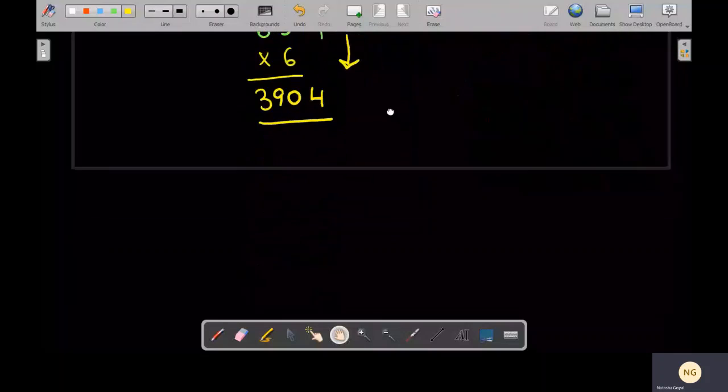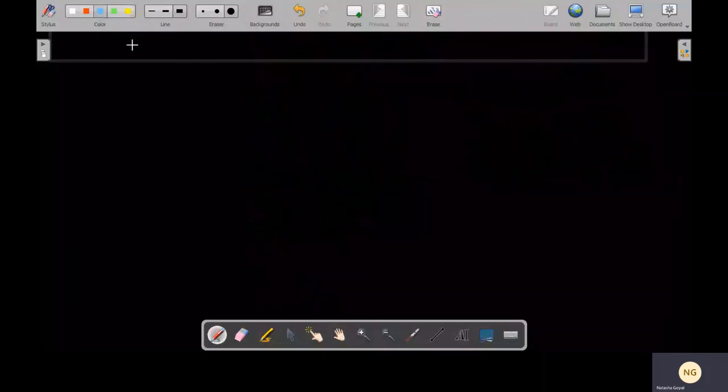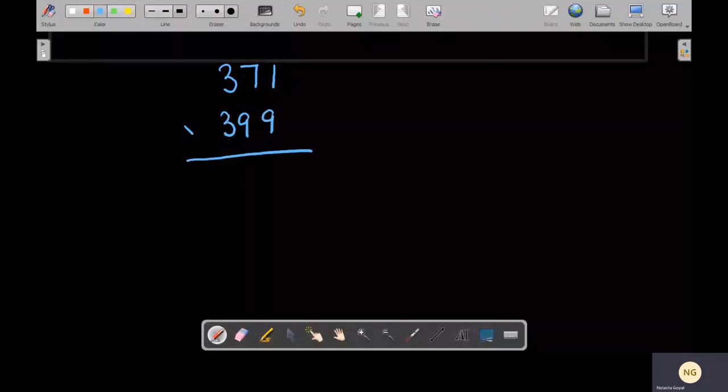Now let's try to understand how we will use this trick when we have a 3-digit number. So let's suppose we need to multiply 371 times 399. We'll follow the same steps. First we'll find the base. As 371 and 399 both are close to 400, and 400 is a multiple of 100, or we can say 10 times 10 multiplied by 4. So the multiplying factor here will be 4.